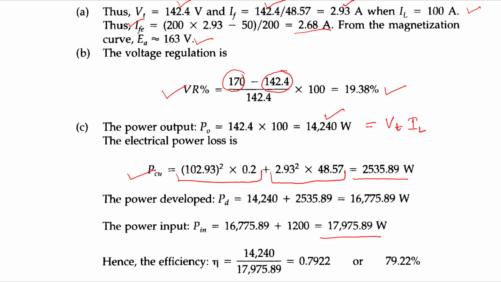Now efficiency will be P out by P in, that is coming around 79.22%. I hope everybody understood this problem. In the exam, if such problems come, you can do it, right? So we have completed the shunt connected self-excited generator.